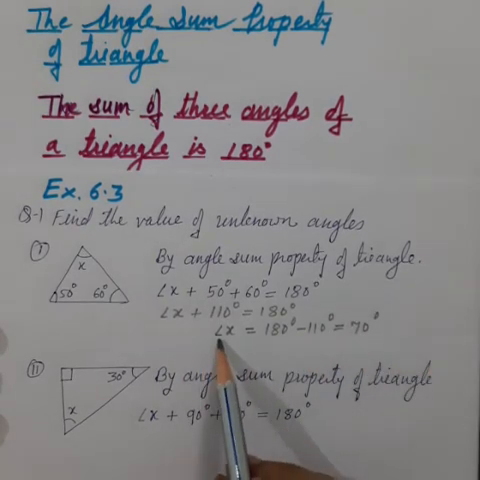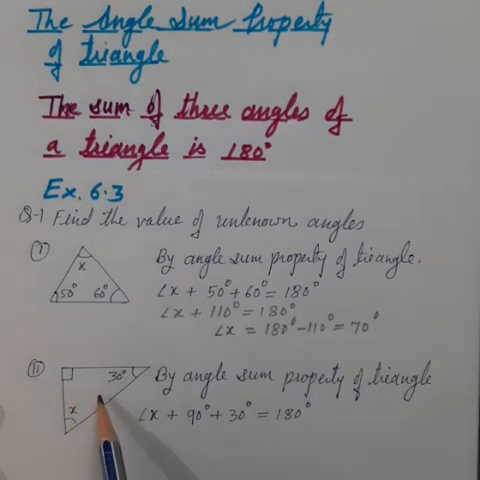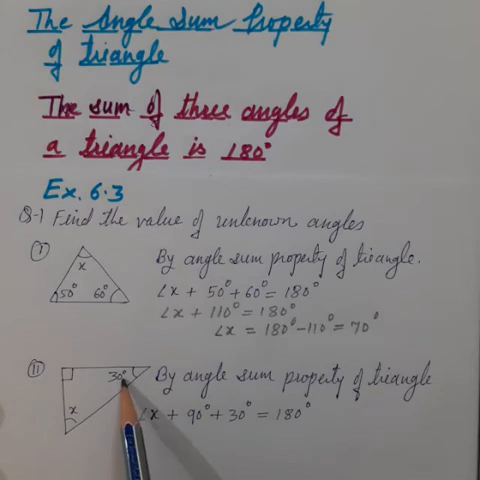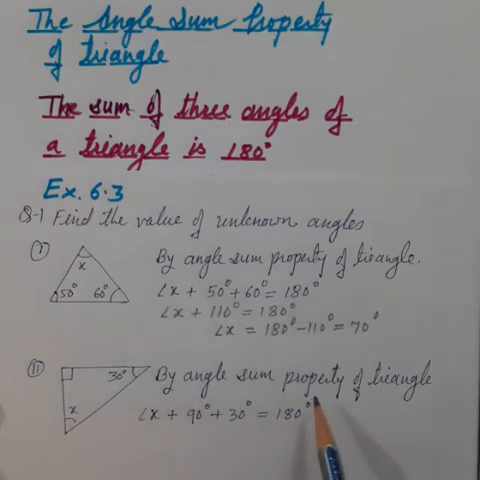So the measure of angle x is equal to 70 degrees. Second, in this triangle, the measure of this angle is given, 30 degrees. This is the sign of 90 degrees, and we have to find out the measure of angle x. We know by angle sum property of a triangle, the sum of these three angles is 180 degrees. Now let us find out the measure of angle x.